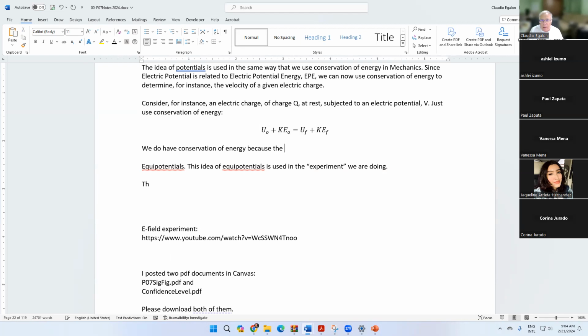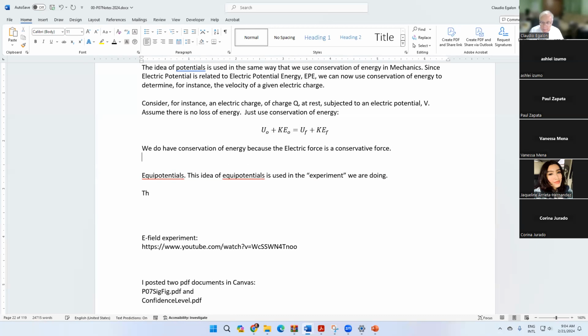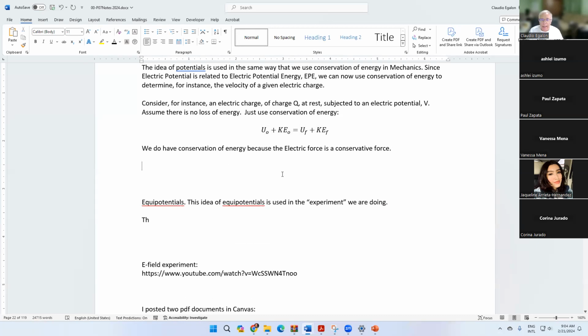Because the electric force, not the electric potential energy, but the electric force, is a conservative force. Assume there is no friction, right? Assume there is no loss of energy. Okay, and now let's see.